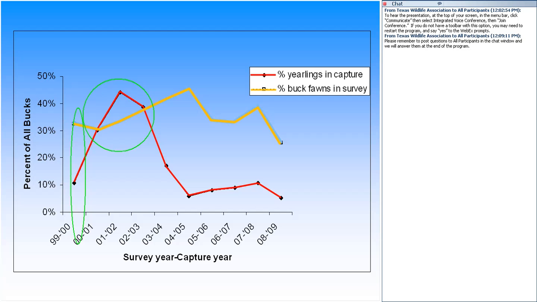And what's a real concern is what's going on out here, 2005 through 2009. Still the same proportion of buck fawns in surveys, so relatively high fawn production in those years, but much fewer yearling bucks in our capture. So the only thing that we could think of is that something was happening in some years to these buck fawns before they got to be yearlings.